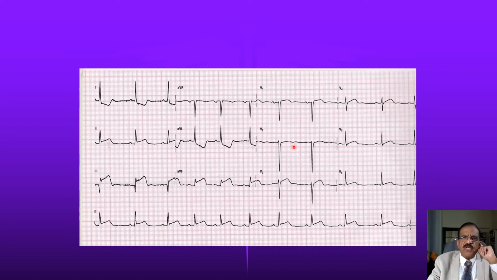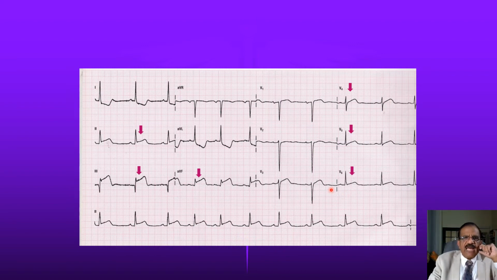Any ST elevation here? No? Okay. Here, 2, 3, AVF. I think there is some ST segment elevation here. Now let me show you the sign. These 3 ST segments are definitely elevated. And I think if you see carefully, you would also notice some ST segment elevation in V4, V5 and V6. Maybe less marked, but there is some.